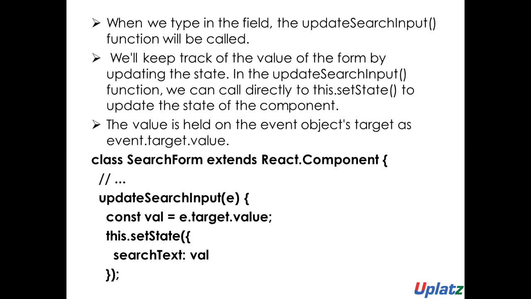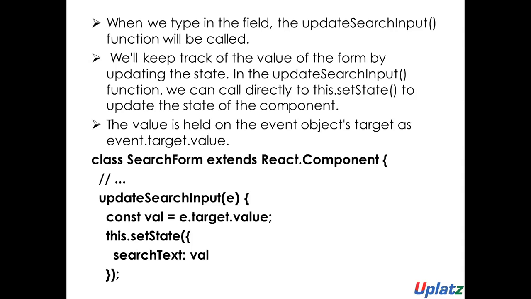When we type in the field, the updateSearchInput function will be called. We will keep track of the value of a form by updating the particular state. In the updateSearchInput function, we can call this.setState directly to update the state of a component, or else the value will be held on the event object target as event.target.value. The particular value will now get stored from our event.